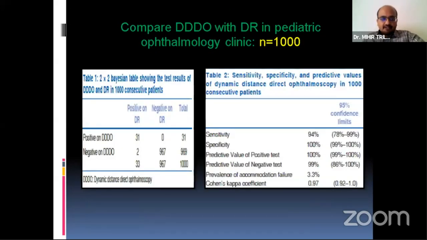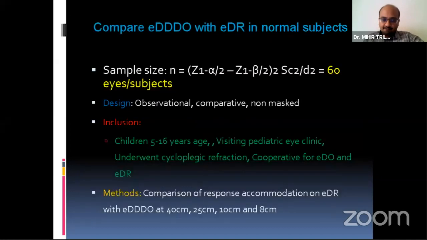Followed by this, we applied this technique to qualitatively measure the accommodation and its dysfunction in the pediatric ophthalmology clinic. 1,000 children were evaluated in a masked manner, and we found the sensitivity and specificity were very impressive.